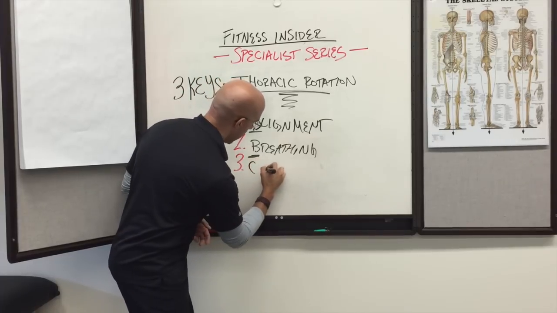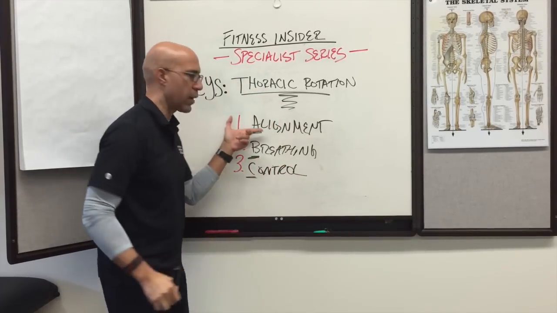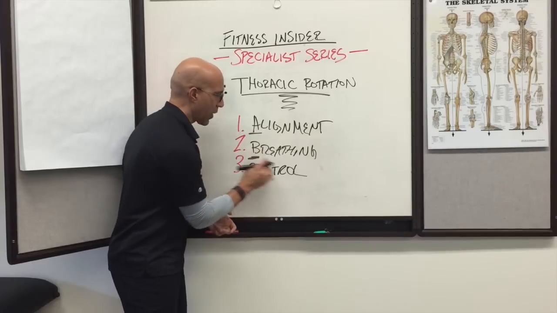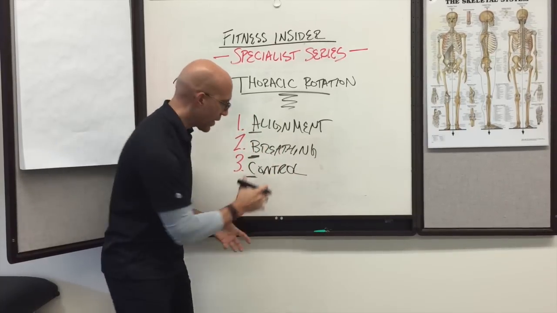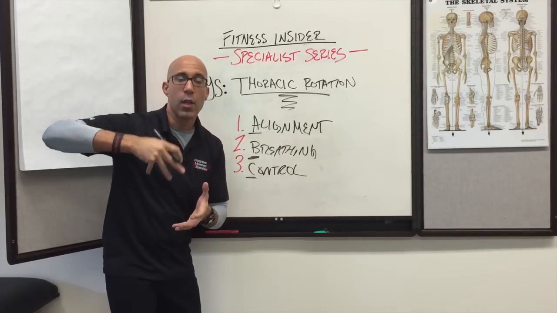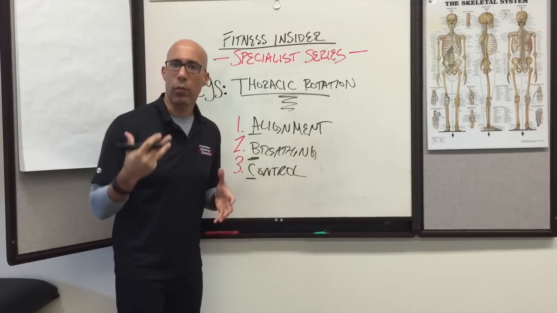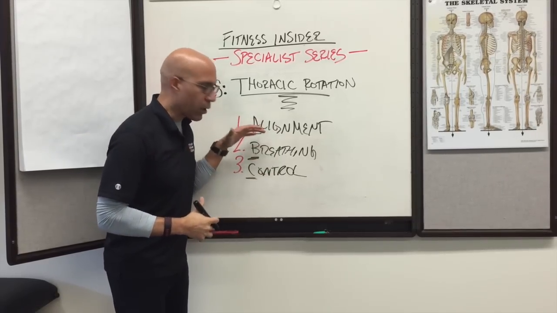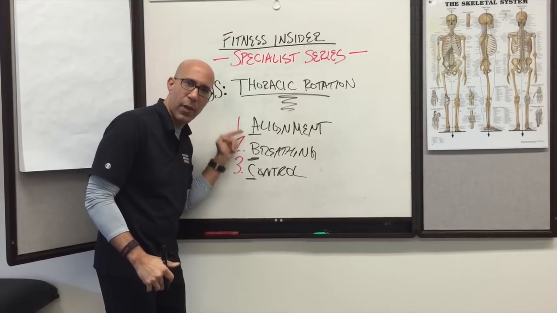And then the C of the fundamental ABCs is control. Once we teach a client how to align, and once we teach them how to breathe to create that stability without over-compressing their system, now we must teach them how to control their thoraco-pelvic canister alignment so that they can achieve rotation without creating problems.